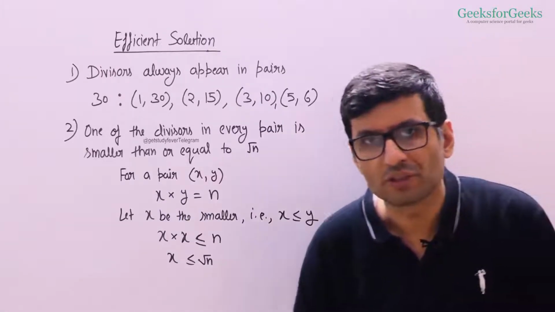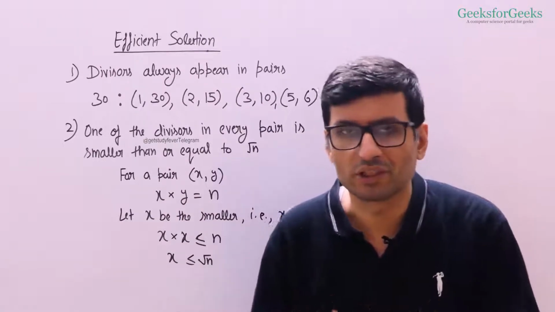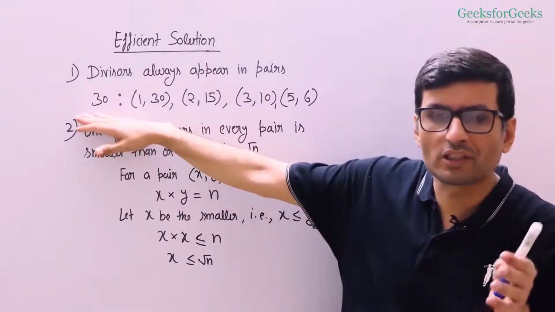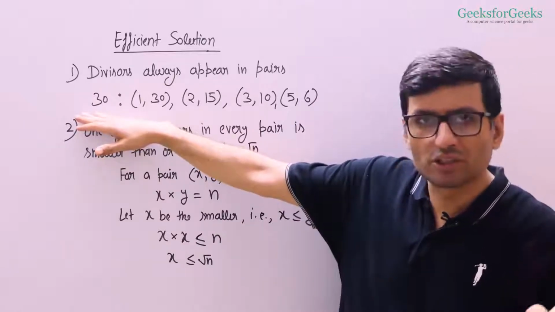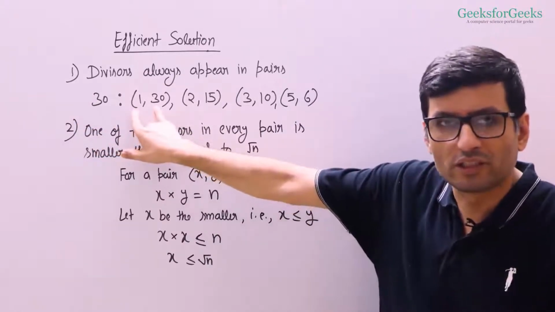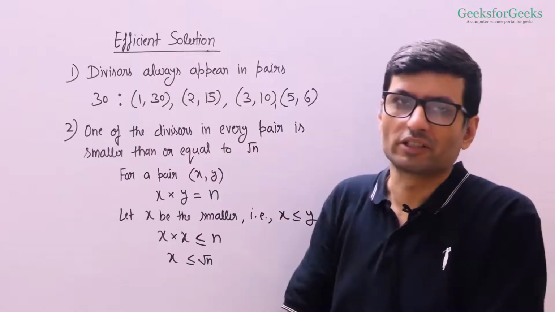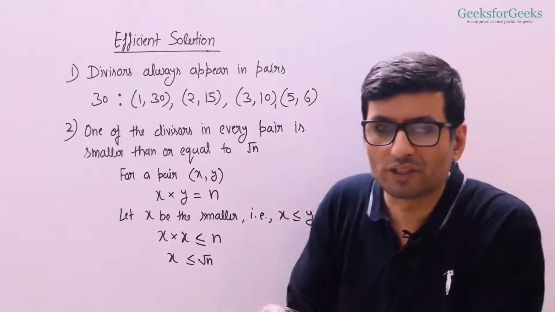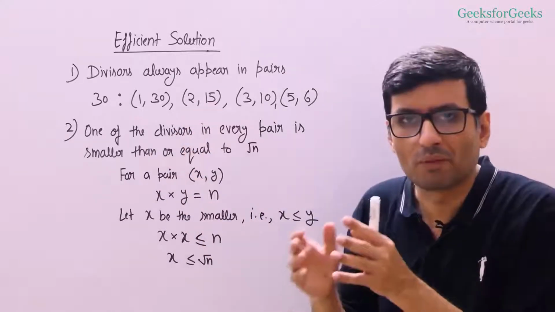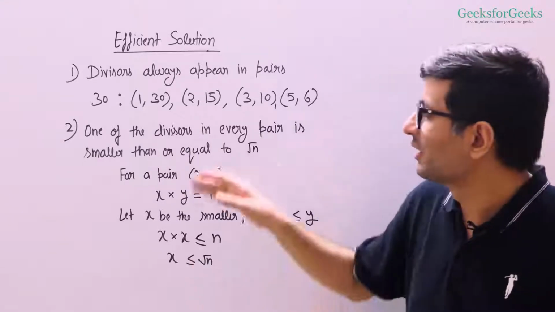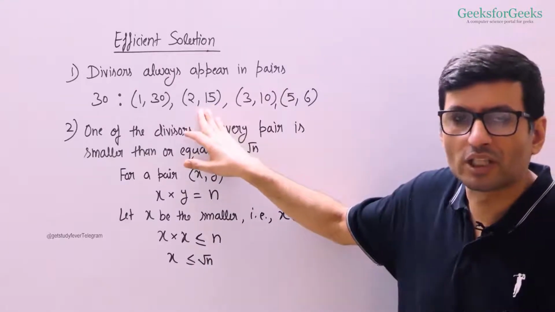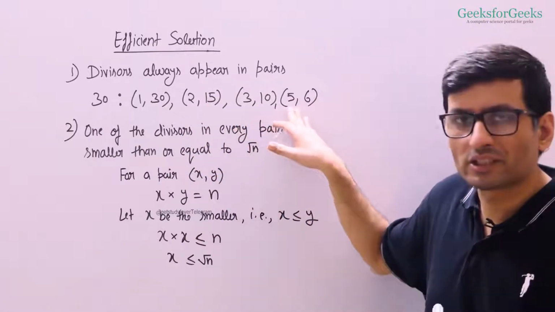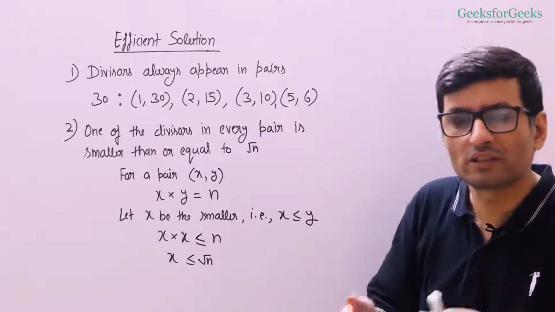The efficient solution that we are going to talk about is based on these two facts. The first fact is divisors of a number always appear in pairs. For example, if you see 30, the two divisors 1 and 30 multiply together and make 30, and they form a pair. So every pair of divisors is formed in this way, that the two numbers in the pair multiply together to form the number 30. So 2 and 15 is a pair, they together make 30. 3 and 10, when you multiply 3 and 10, you get 30. 5 and 6, when you multiply 5 and 6, you get 30.